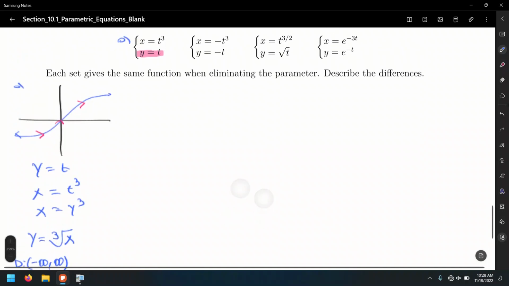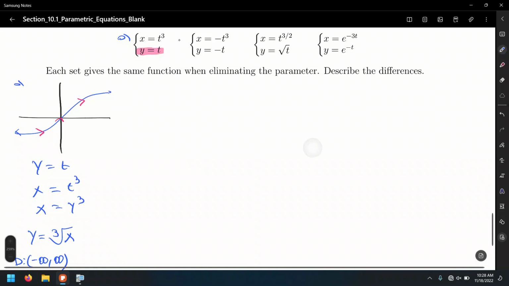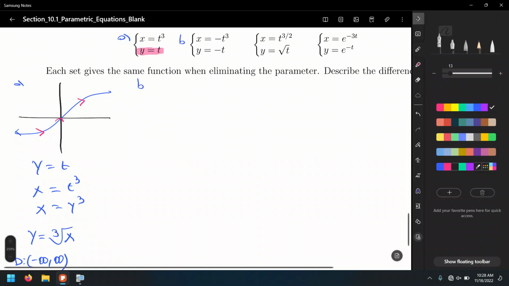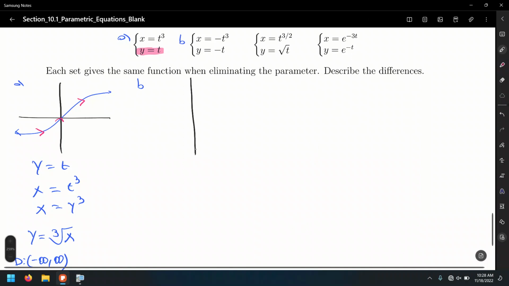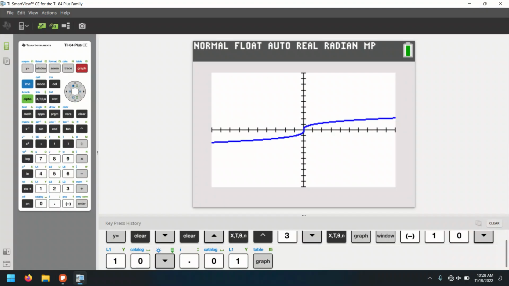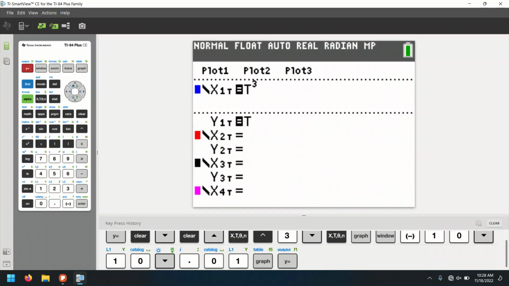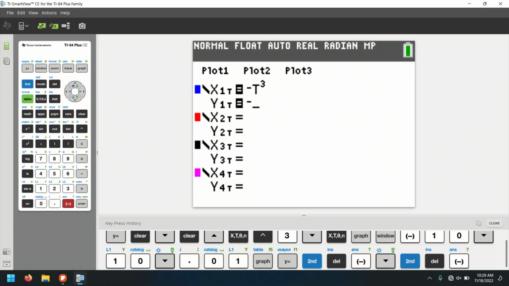Let's look at the second example, part B, and see what's going to happen in that situation. So it's essentially the same set of equations. However, both equations have a negative sign in front of them. So let's graph them. I can insert the negative and see what happens. And check this out.